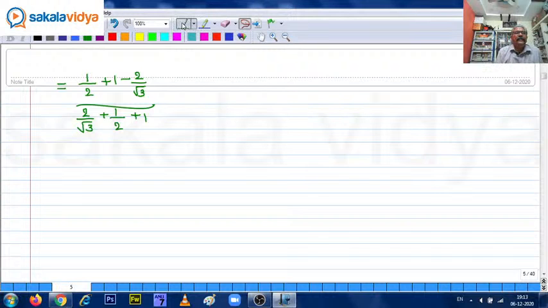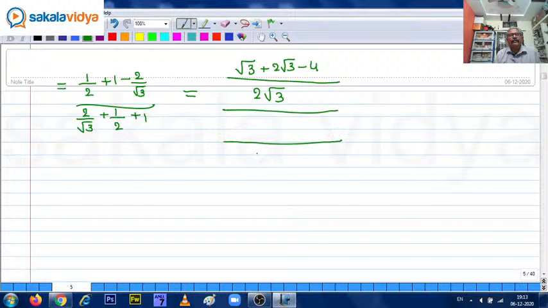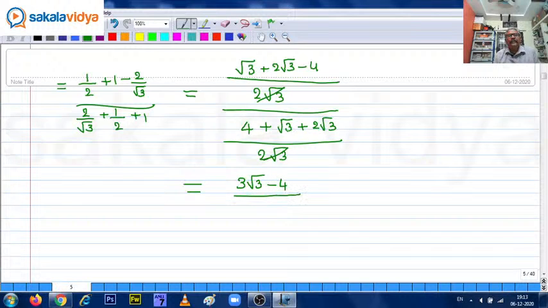See, now we get 2 root 3 LCM. 2 gets cancelled, root 3 plus 2 root 3. Root 3 gets cancelled, minus 4, upon, here also 2 root 3 LCM. Root 3 gets cancelled, 2 2 4. 2 gets cancelled, root 3 plus 2 root 3. So now 2 root 3 gets cancelled. So now this equals 2 root 3 plus root 3, 3 root 3 minus 4 upon 2 root 3 plus root 3, that is 3 root 3 plus 4. If you want to rationalize, you can rationalize the denominator, otherwise leave it. So this is the answer: 3 root 3 minus 4 by 3 root 3 plus 4. This is the answer.